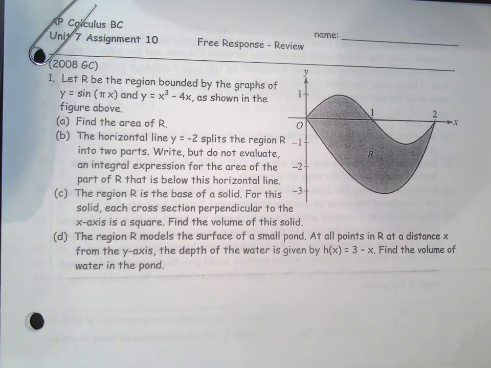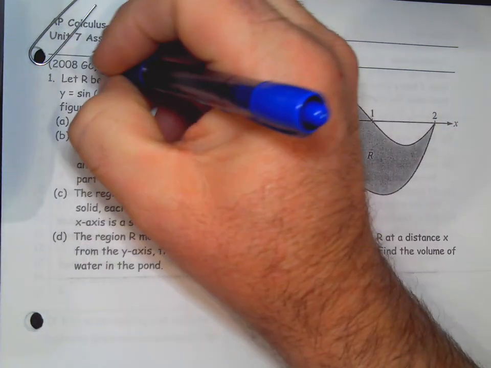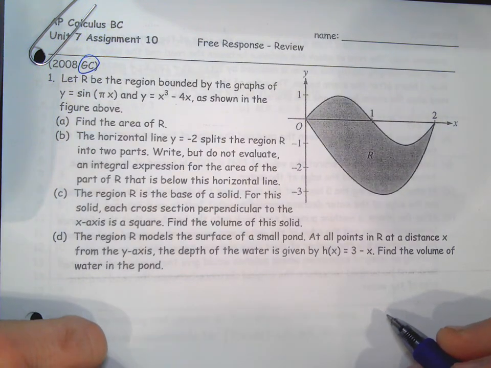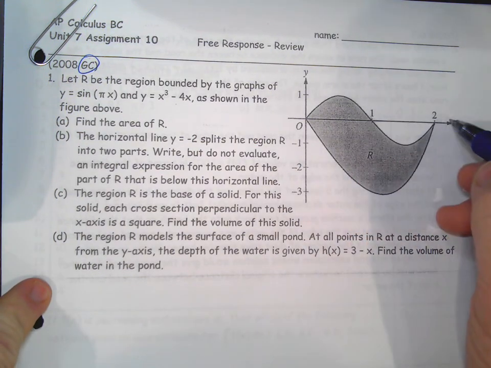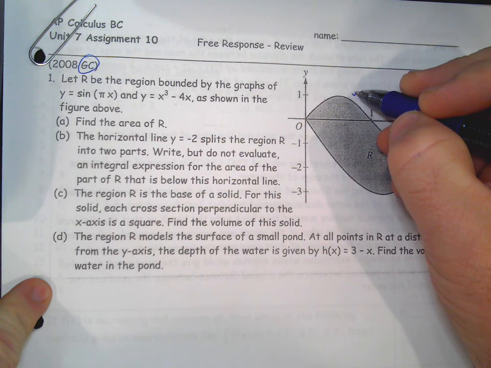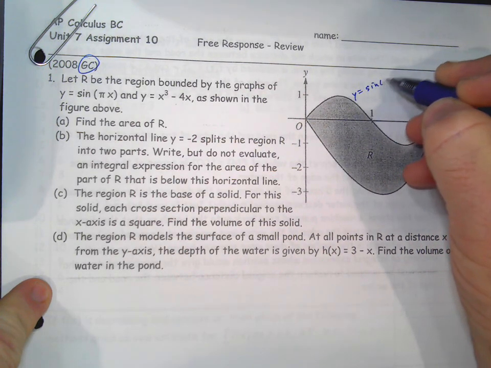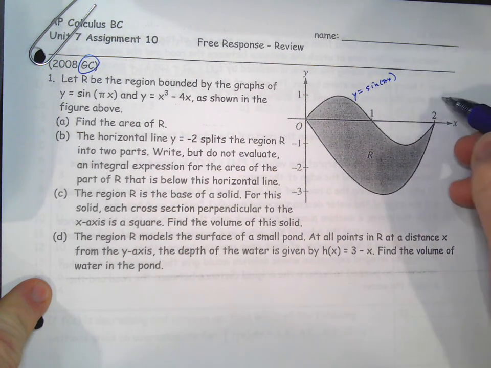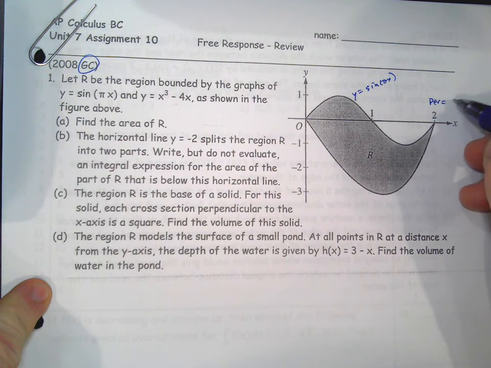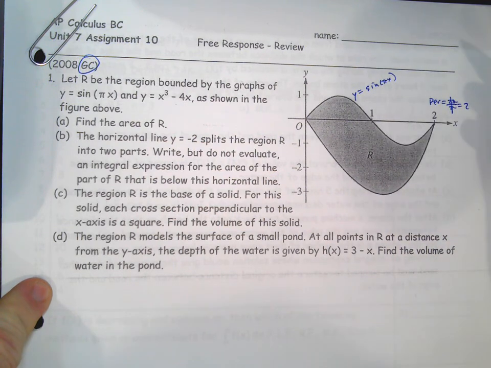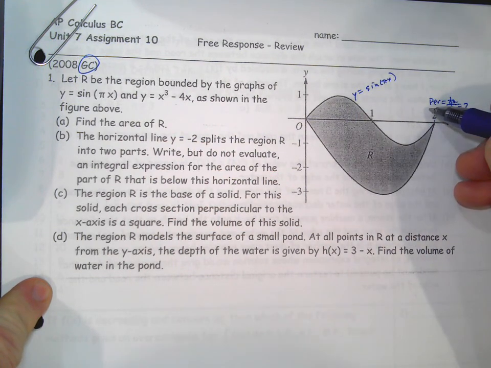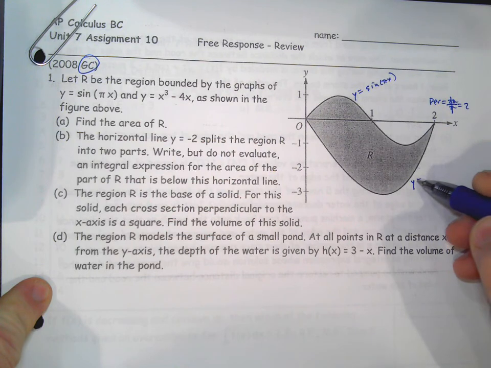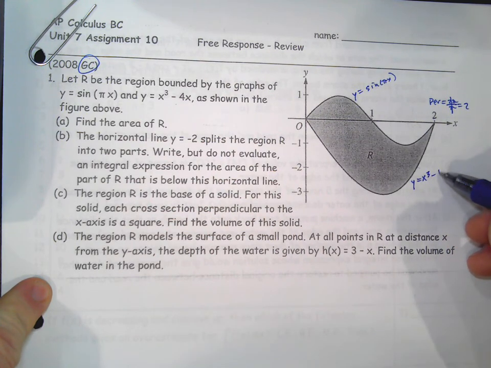Okay, so this is a graphing calculator problem. Let R be the region bounded by the graphs of sine pi x, which is what this one looks like. I'm going to label my picture a little bit more. The period would typically be 2 pi, but then you divide by the coefficient inside with the x, and it gives you period 2, which makes sense. Then this is a cubic, 4x cubed minus 4y equals x cubed minus 4x.